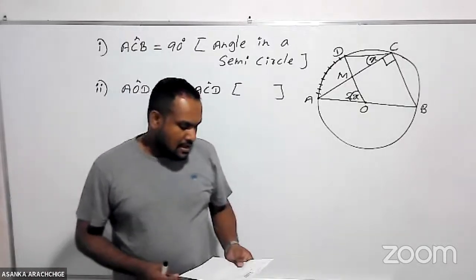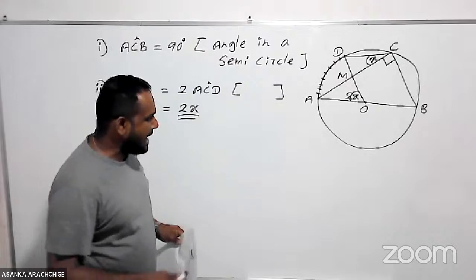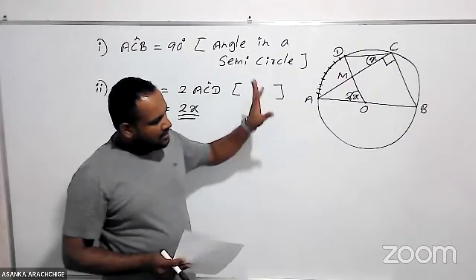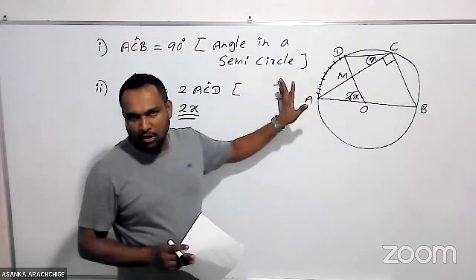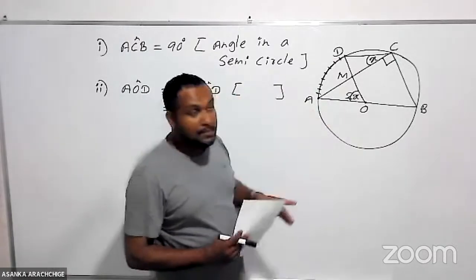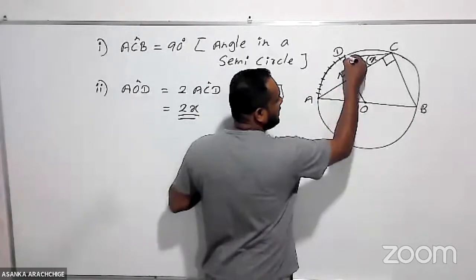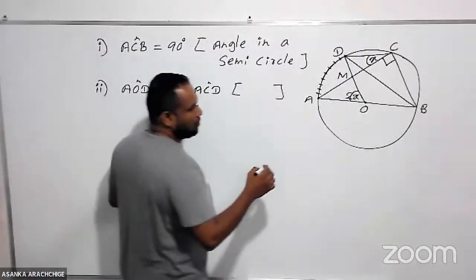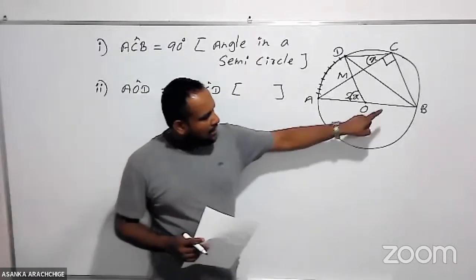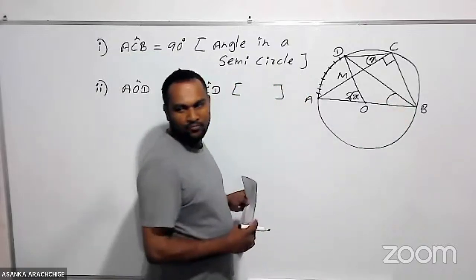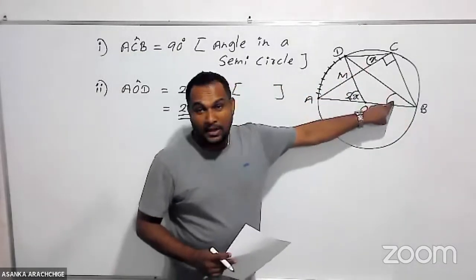Then, angle ABD. In the given diagram, there is no such angle. Understood? So, to obtain the angle ABD, you have to join D to B first. Now look. Now what can you say about the size, the magnitude of this angle? If this is x, how much is this?